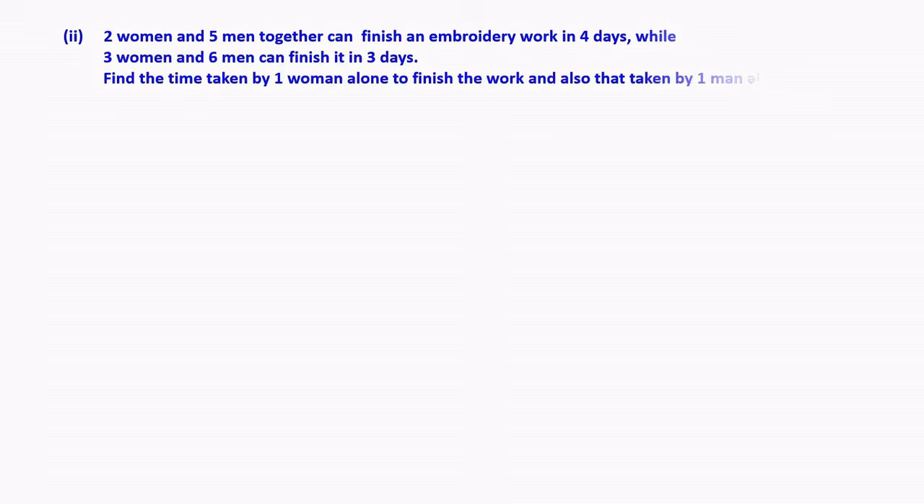Let's read the question. 2 women and 5 men together can finish an embroidery work in 4 days, while 3 women and 6 men can finish it in 3 days. We need to find the time taken by 1 woman alone and 1 man alone. Now, let's begin the solution.